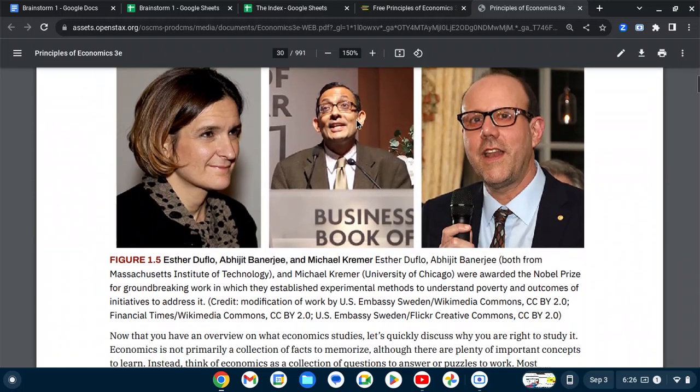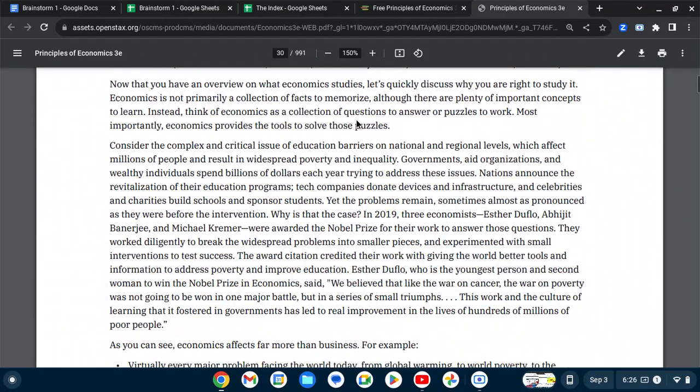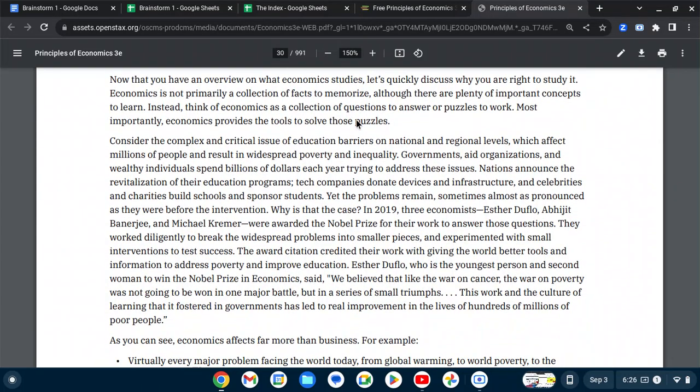Why study economics? Now that you have an overview of what economics studies, let's quickly discuss why you are right to study it. Economics is not primarily a collection of facts to memorize, although there are plenty of important concepts to learn. Instead, think of economics as a collection of questions to answer or puzzles to work. Most importantly, economics provides the tools to solve those puzzles.